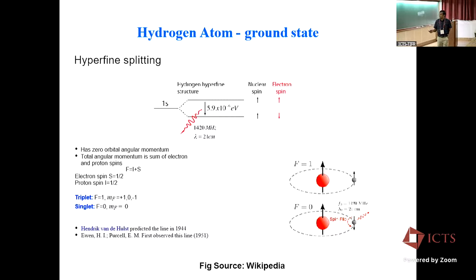This line was first predicted by Hendrik van de Hulst in 1944, and it was experimentally discovered in 1951 by Ewen and Purcell, but that is from our own galaxy, not from the cosmological HI.